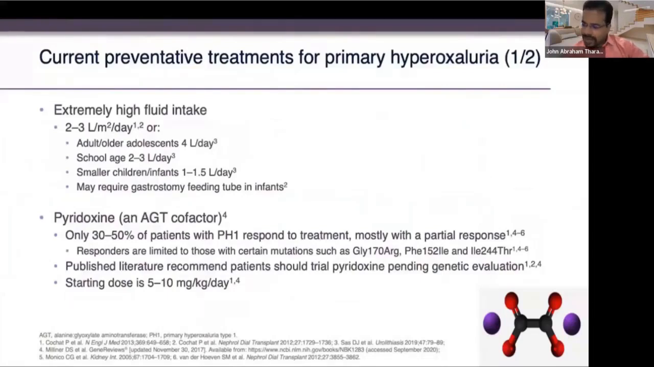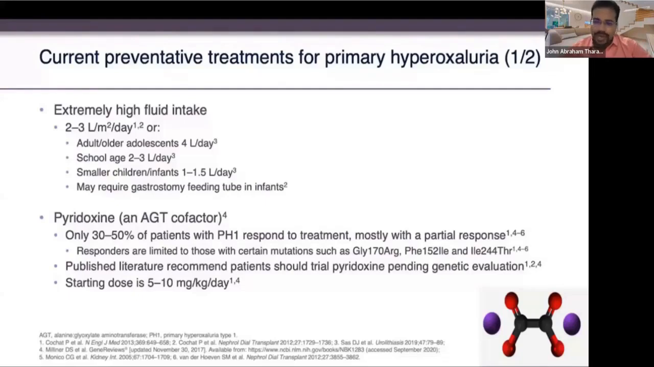There are several other medical interventions like pyridoxine and AGT cofactor. Only 30 to 50% of the patients with PH1 respond to the treatment, and mostly with a partial response. The published literature recommends patients should trial pyridoxine pending genetic evaluation. The starting dose is usually 5 to 10 milligrams per kg per day. A positive response is defined as a reduction in the urinary oxalate of more than 30%. In patients who are responsive, we continue the pyridoxine indefinitely or until liver transplantation is performed.